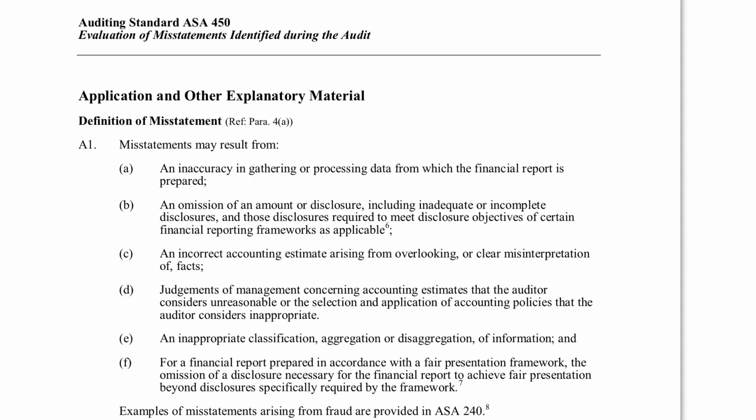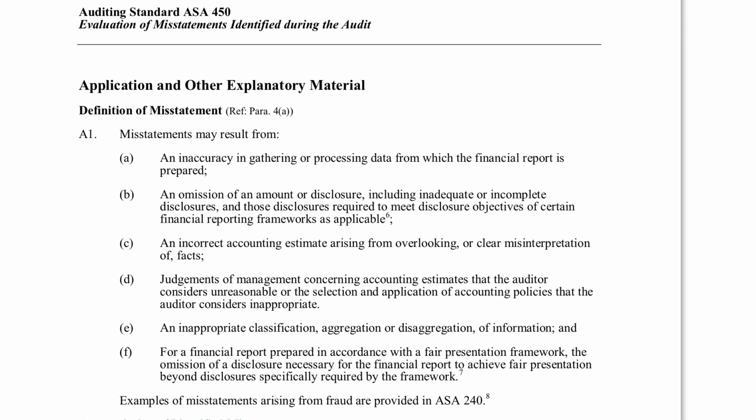The only section that I wanted to bring up was this one here about the definitions of misstatements. So what could they be? They could come from inaccurate gathering or processing of data, so that could be a problem with people or internal controls, something that they omit. And this is important, they say an amount, so it could be a dollar value or a disclosure, because remember, most of our reporting standards have very specific disclosure requirements. So failing to disclose is just as serious as failing to include an amount. They might have an incorrect estimate.